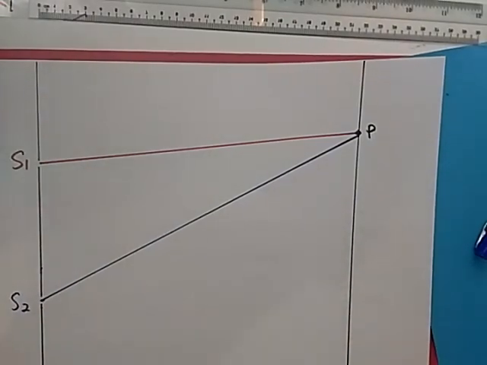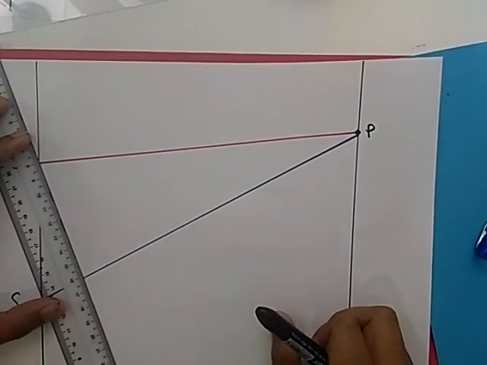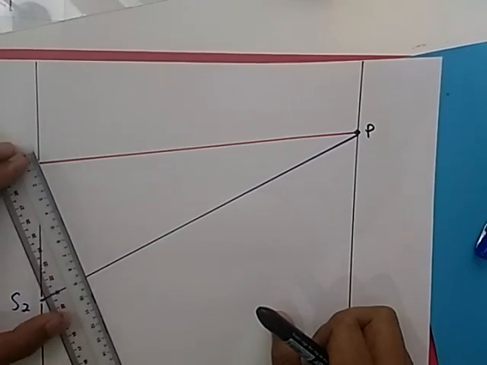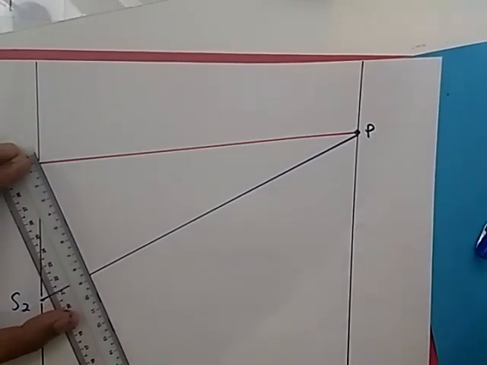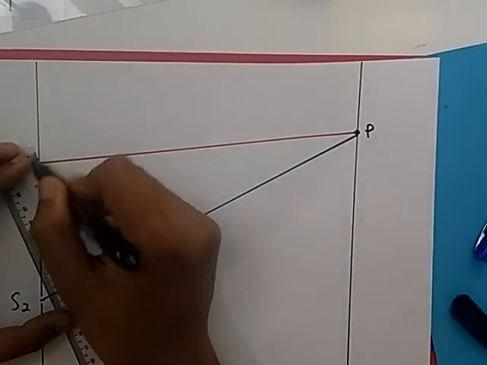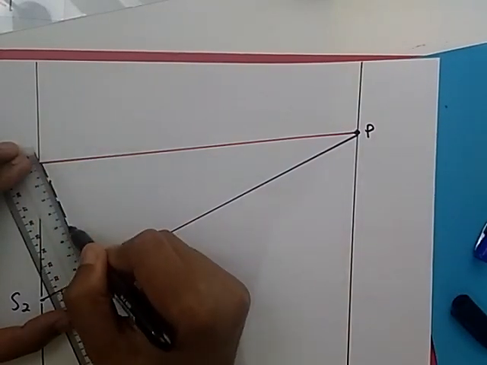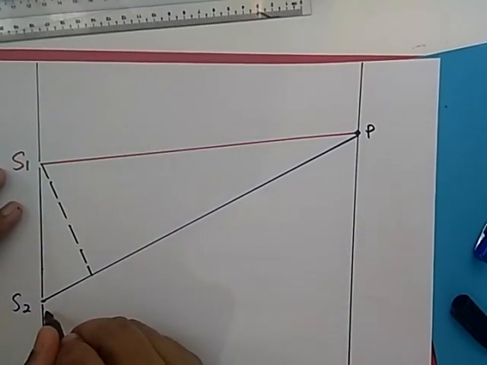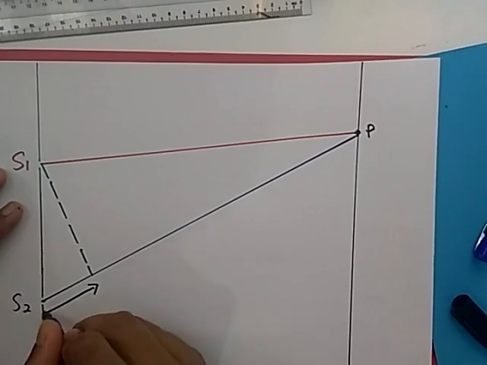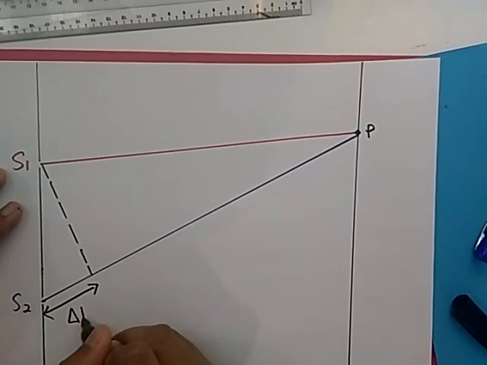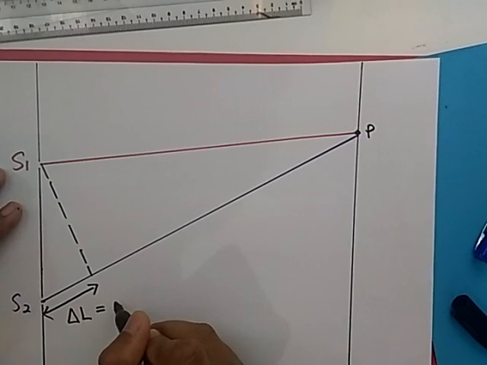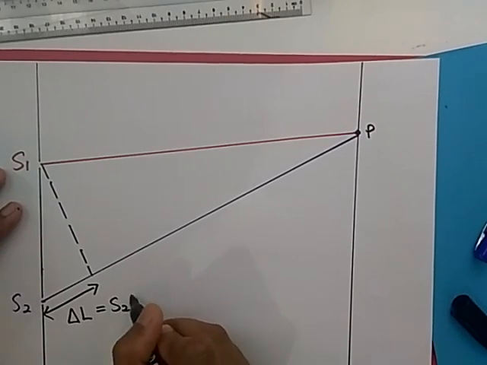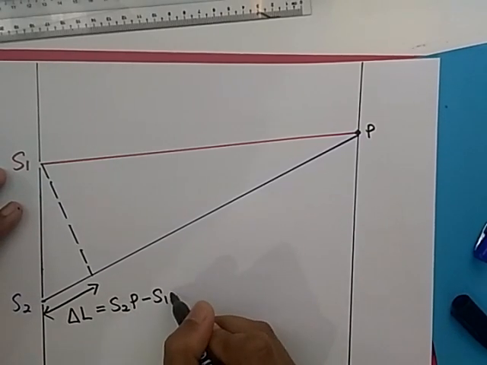Now that's what we call the path difference. Beza laluan di antara S1 dan S2. Apa dia beza laluan? Secara visual ni kita boleh nampak beza laluan bagi kes ini adalah seperti ini. S2 berjalan lebih, laluannya lebih sebanyak delta L. Apa dia delta L? Delta L is the difference between S2P minus S1P.